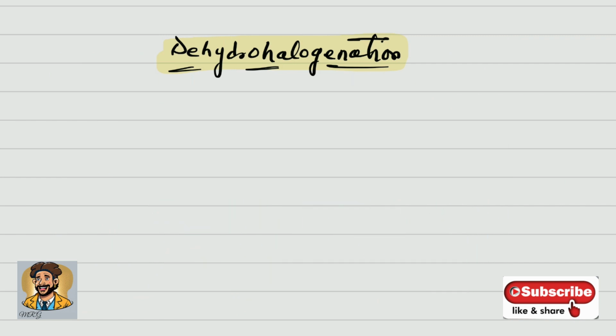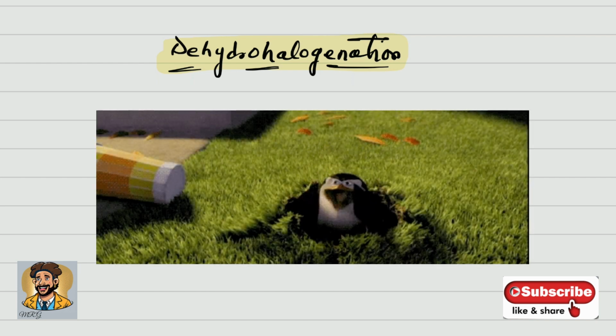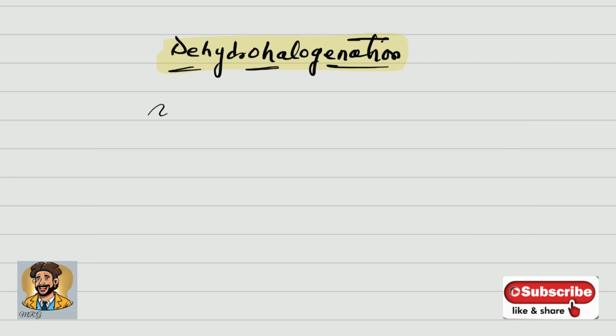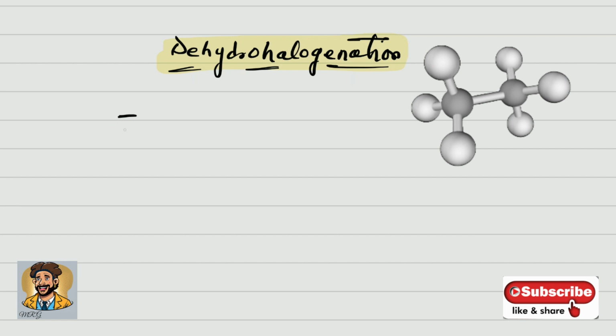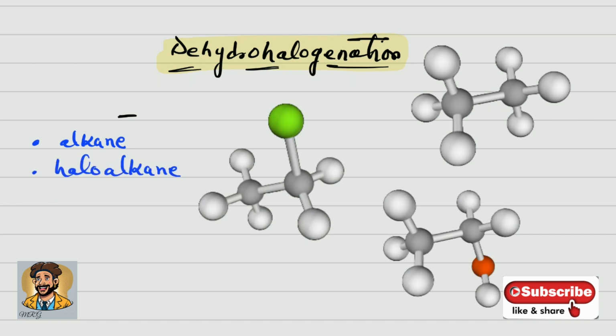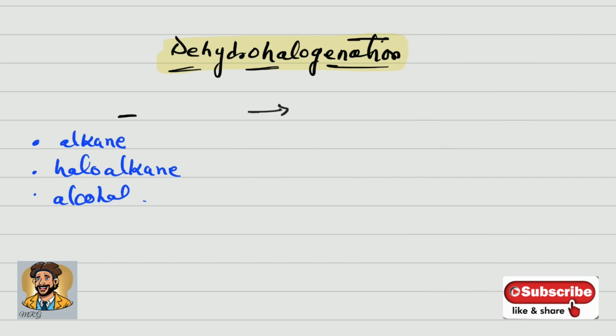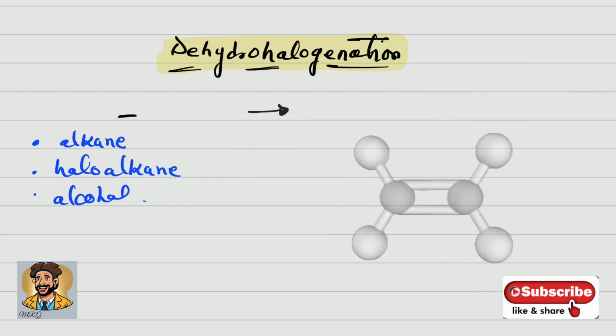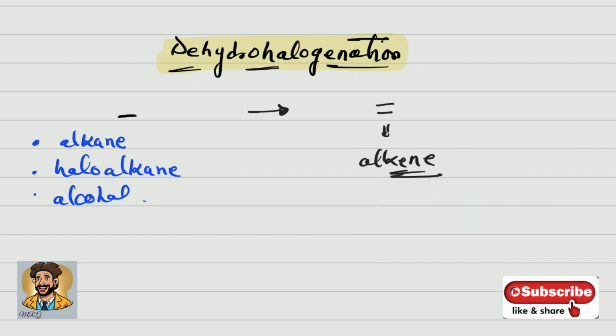Now in this case, dehydrohalogenation is an elimination reaction. During elimination reaction, you need to know that you will start in the reactants with one single bond compound that could either be an alkane, it could also be a haloalkane, or could be an alcohol. And these reactions will form an alkene. So it's like the opposite of addition. So this one will form a double bond compound, which in this case is an alkene. Alright, and these are the elimination reactions.